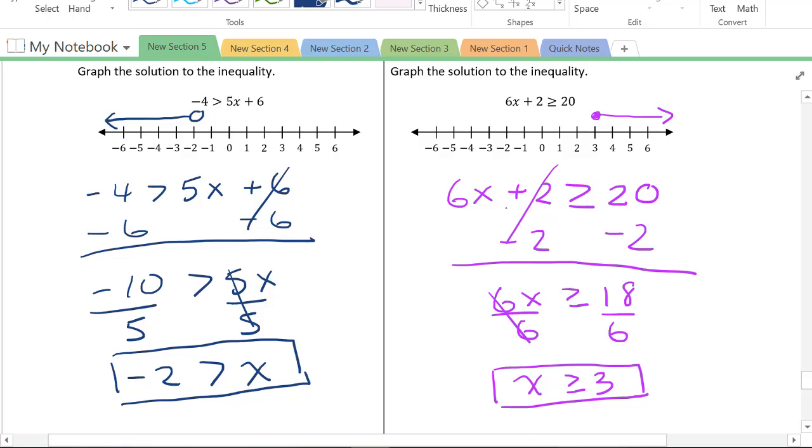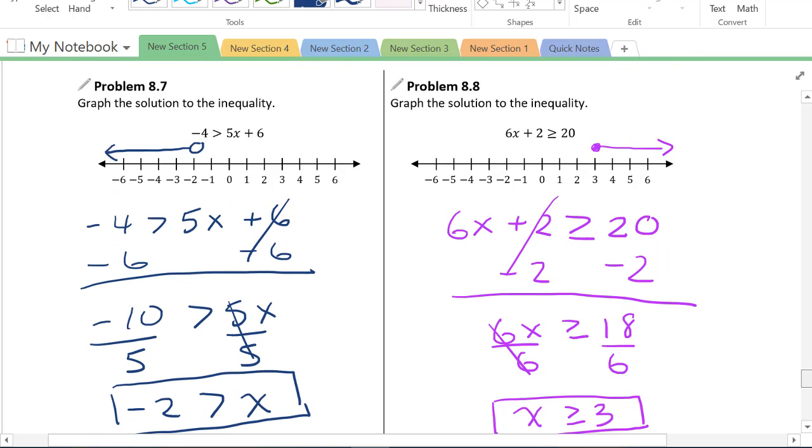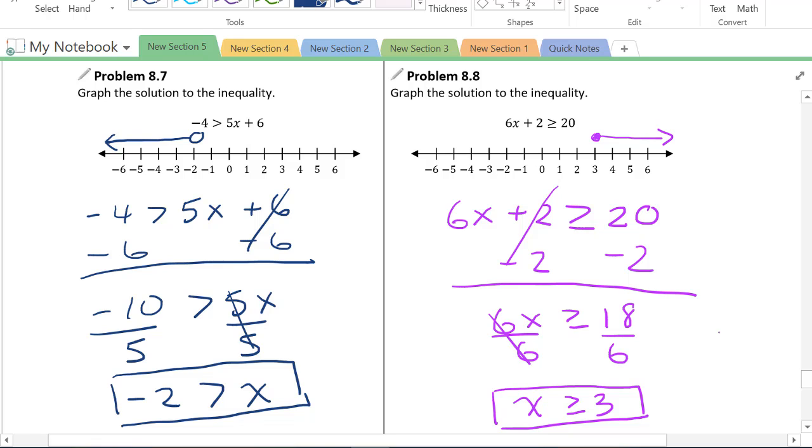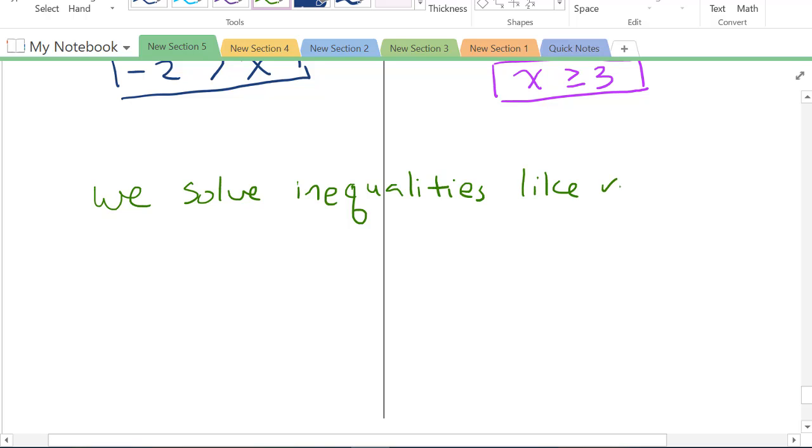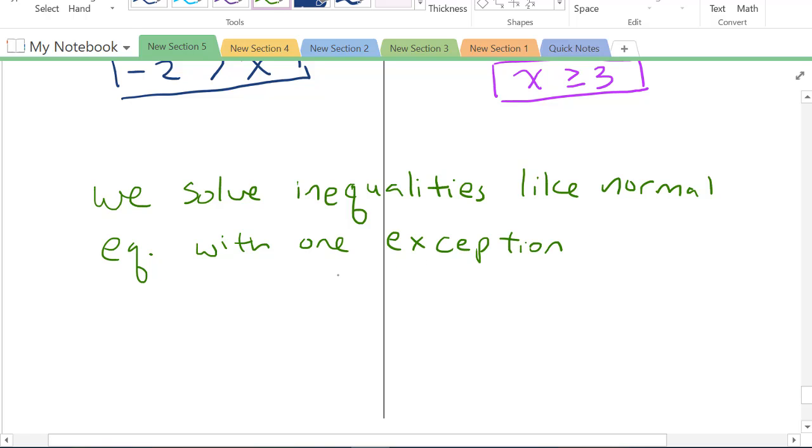Okay, and that's it. One thing I want to mention is that, as you can see, we solve inequalities just like normal equations, except there is one exception. So let's write that down. We solve inequalities like normal equations with one exception.